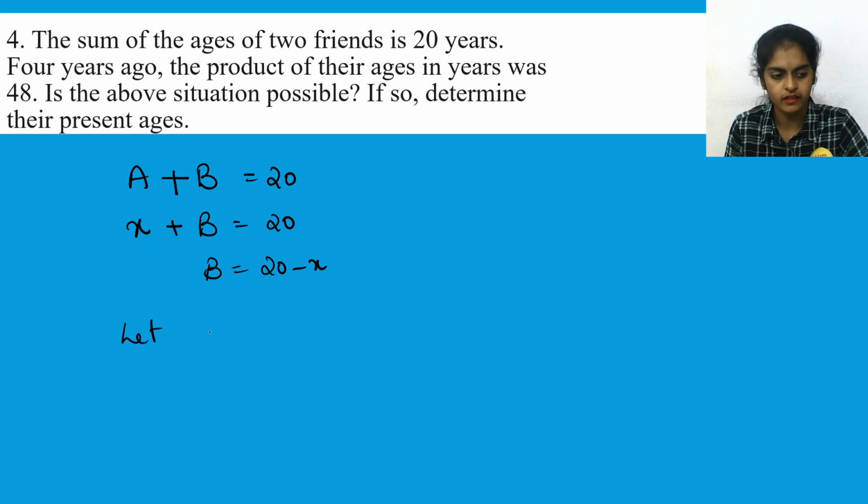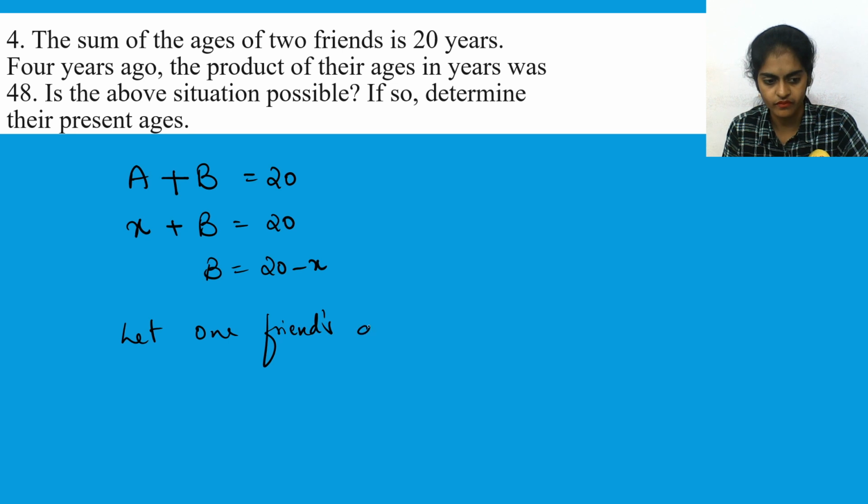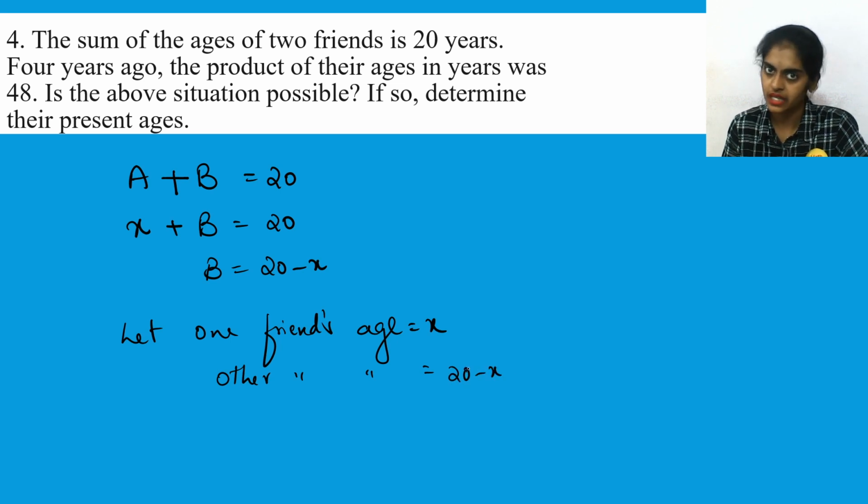So let one friend's age, I am taking it as X. So the other friend's age will be 20 minus X. Did you all get this? Okay. So now the next condition given is 4 years ago.